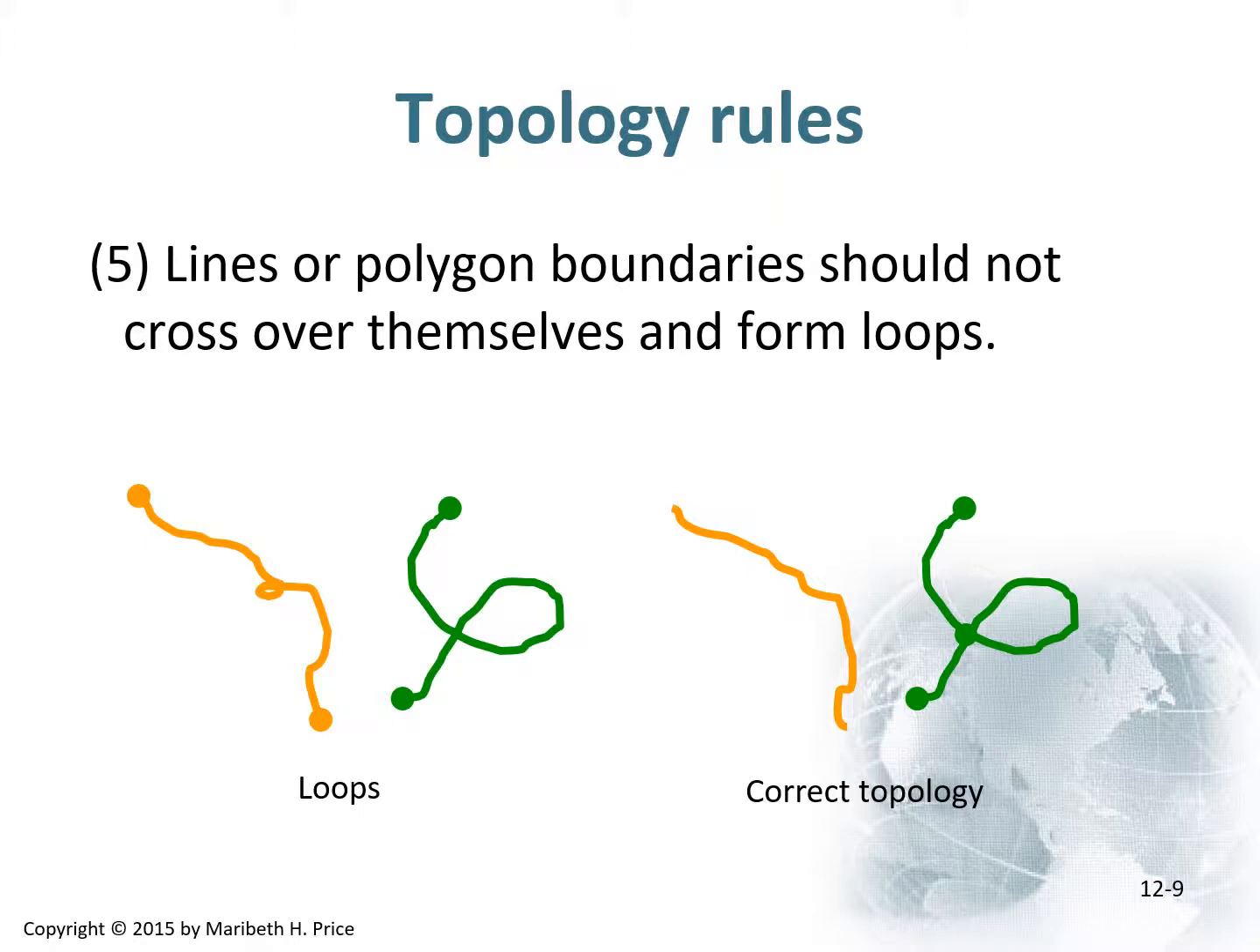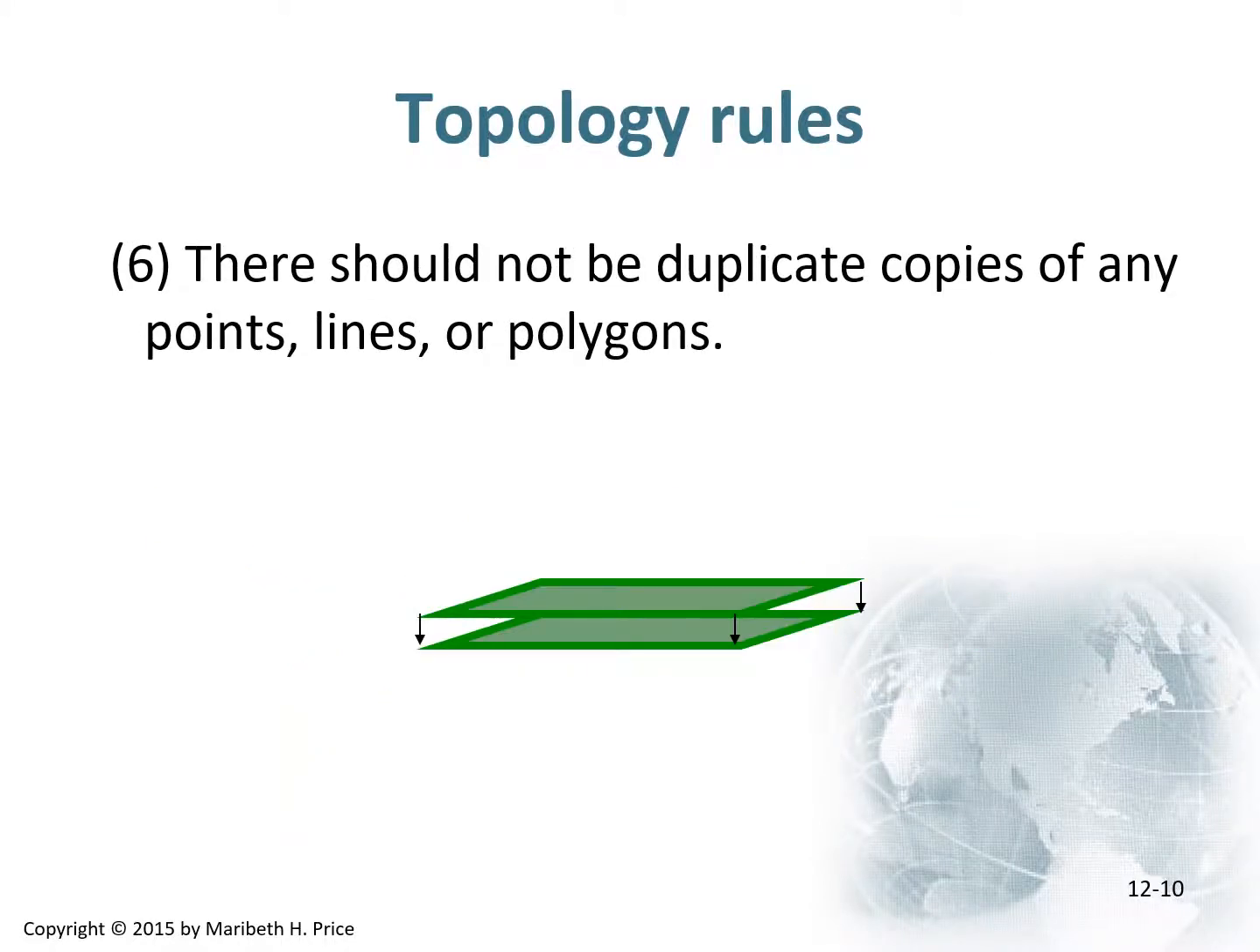Lines or polygon boundaries should not cross over themselves and form loops. There should not be duplicate copies of any points, lines, or polygons. It's another topology rule.